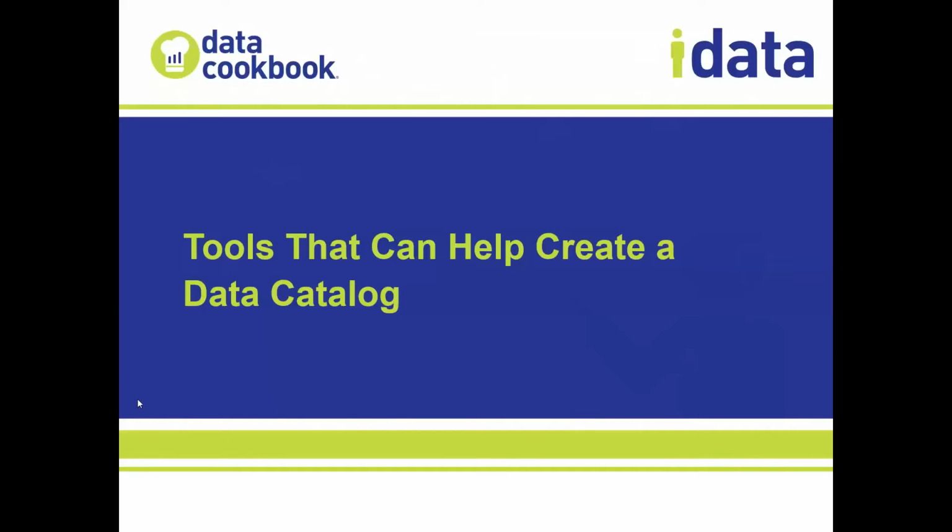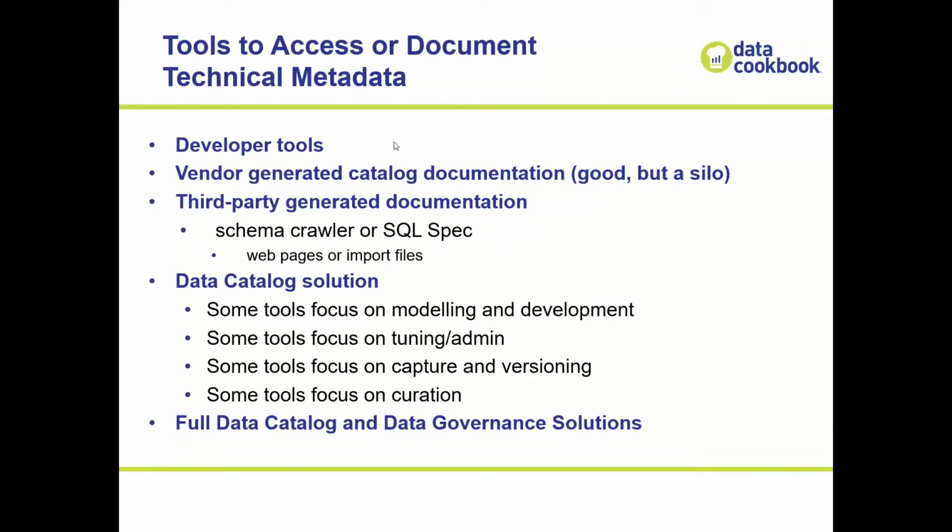All right, so let's talk about ways that you can build this, how you can create it. We already talked about the developer tools, things like Toad or whatever. You can access this and you can query and search around that metadata. That's one method to access that, and we've already talked about why that's not sufficient for this concept of the catalog we're talking about here.